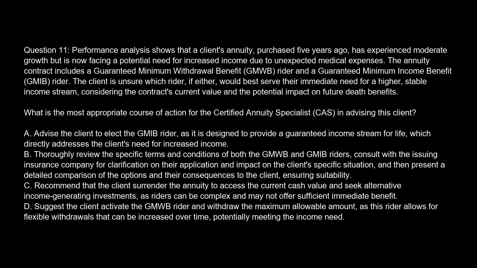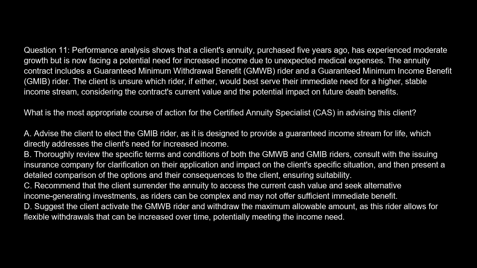Option A. Advise the client to elect the GMIB rider, as it is designed to provide a guaranteed income stream for life, which directly addresses the client's need for increased income. Option B. Thoroughly review the specific terms and conditions of both the GMWB and GMIB riders. Consult with the issuing insurance company for clarification on their application and impact on the client's specific situation, and then present a detailed comparison of the options and their consequences to the client, ensuring suitability.